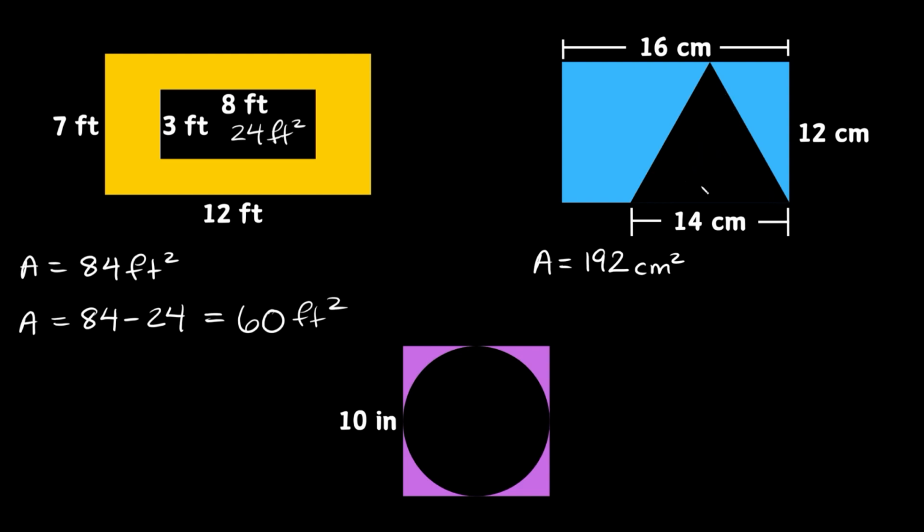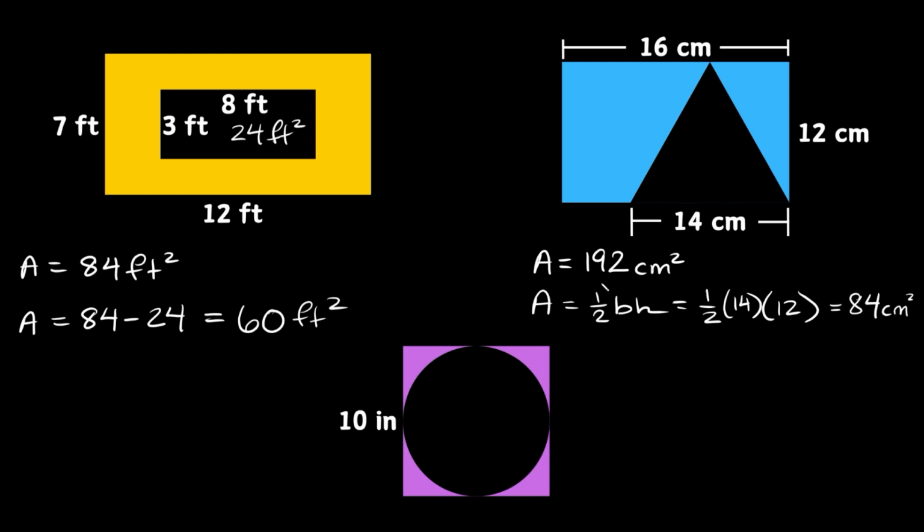So what's the area of this triangle over here? Well, the area of any triangle is equal to 1/2 the base times the height, right? So here, the area would be equal to 1/2 the base, which is 14, and the height, again, is 12. Okay, so if you plug this into your calculator, you'll get that this is equal to 84 centimeters squared.